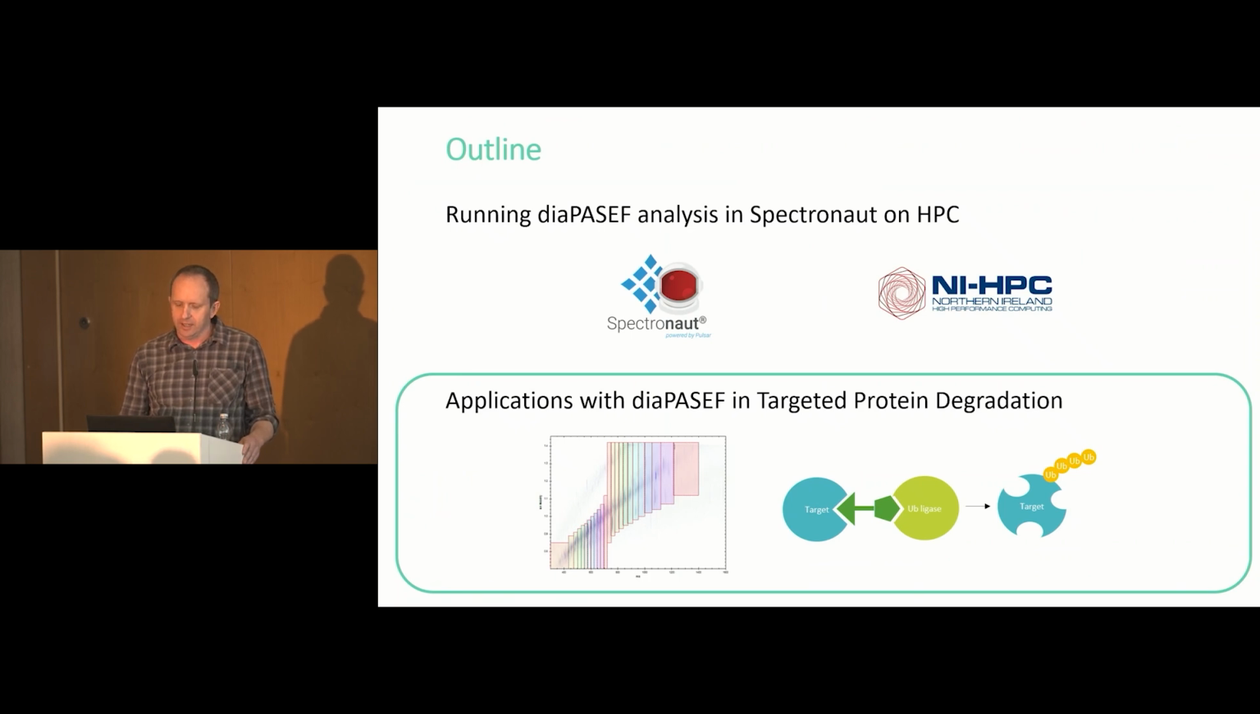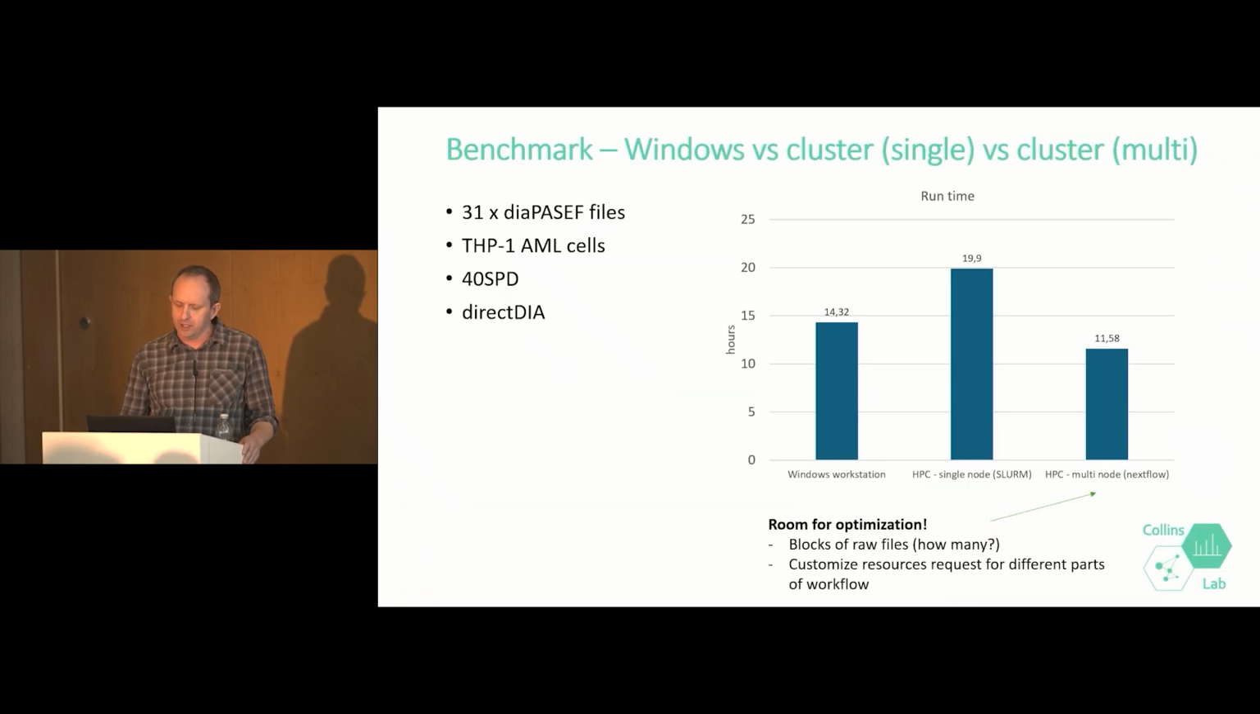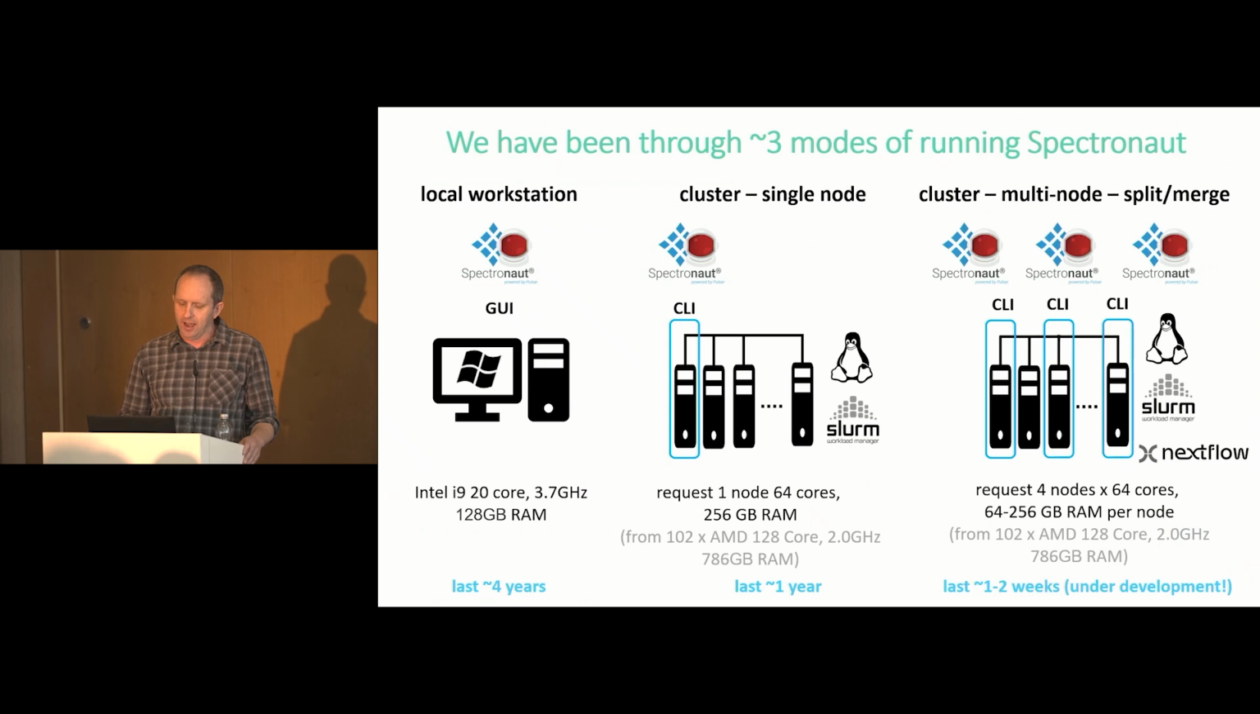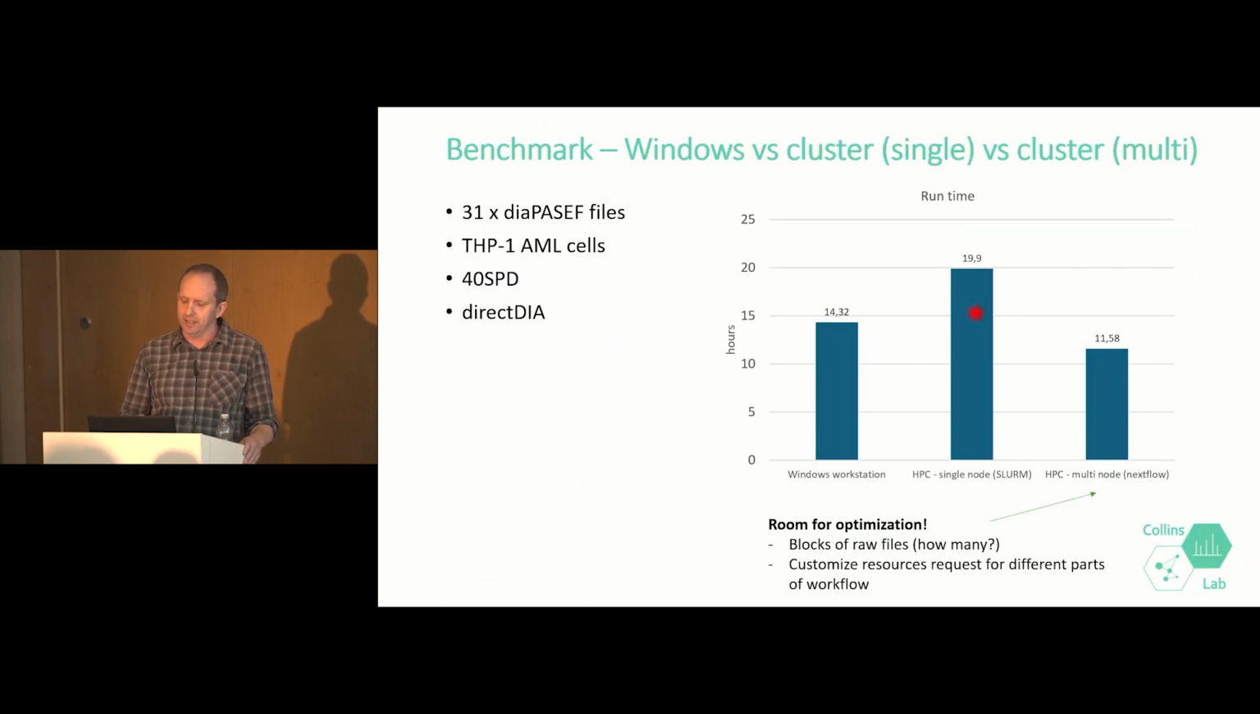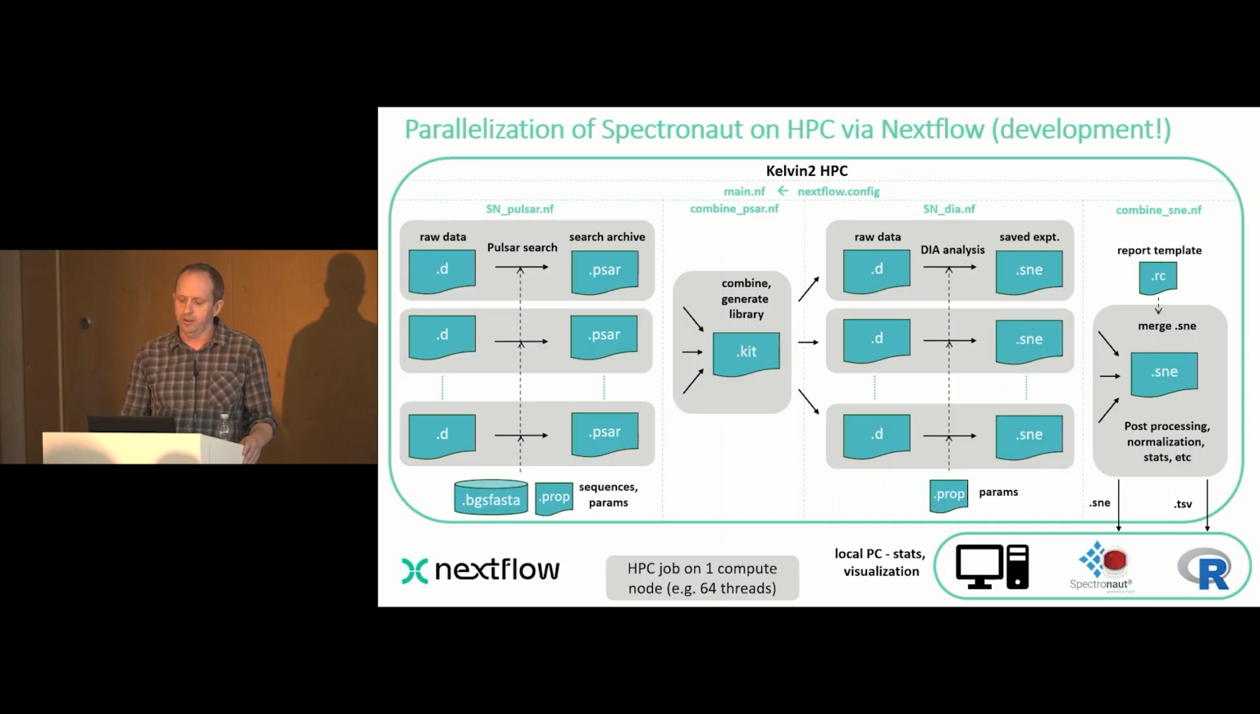Okay, so this is the HPC part, and I should say actually that we have analyzed much bigger data sets using this workflow than 31 files. This works for 800 files also, but I just show this benchmark as with this newer workflow we haven't quite worked out all the kinks and got a chance to kind of benchmark it on 800 files.